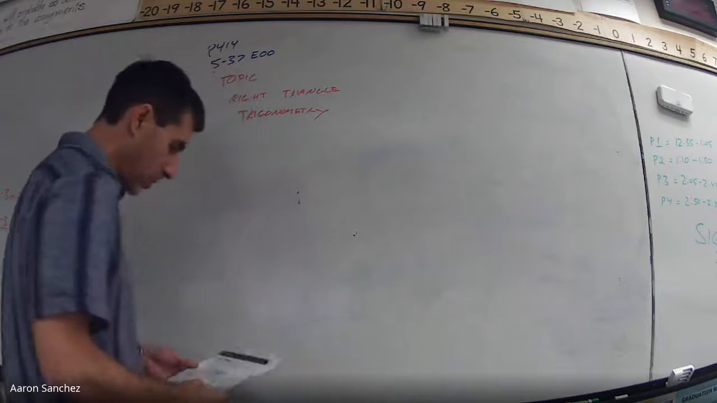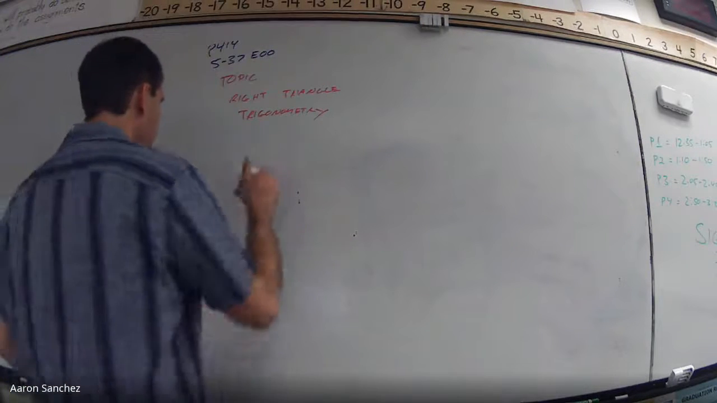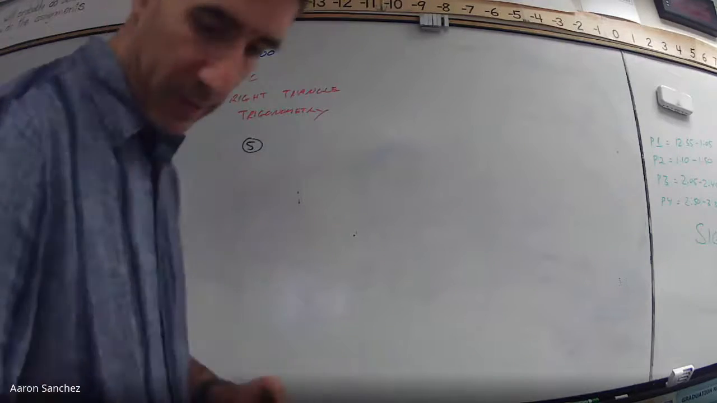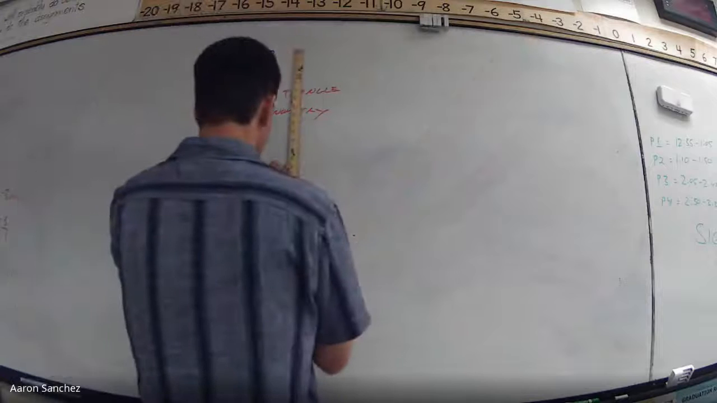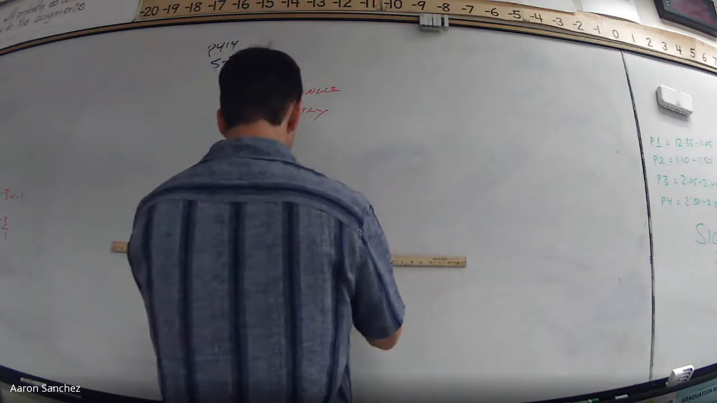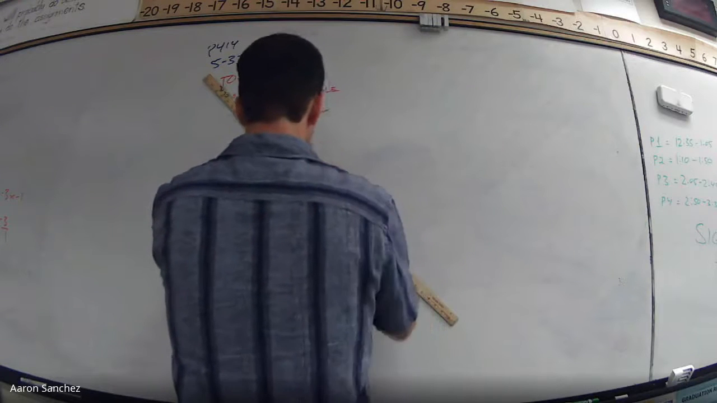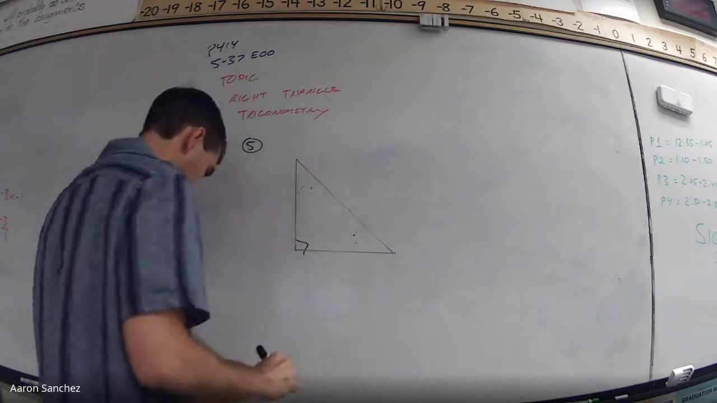You guys have SOH CAH TOA up there. So number 5 is listed as this. Number 5, we're doing every other odd. Number 5 I have here this side.